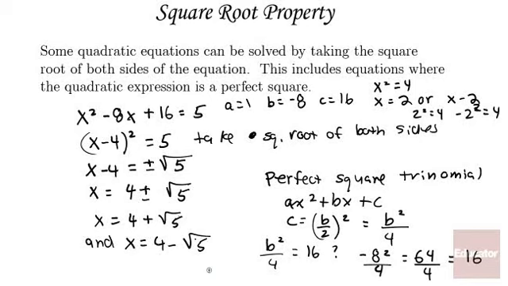So if you're not sure if you have a perfect square trinomial, you can just look at the constant. If the rest of it checks out as perfect squares and you're not sure, you can check and say, does the constant equal b squared over 4? Yes, it does. So I knew I had a perfect square trinomial, and that makes it easy to take the square root of both sides and find the two solutions for this quadratic equation.